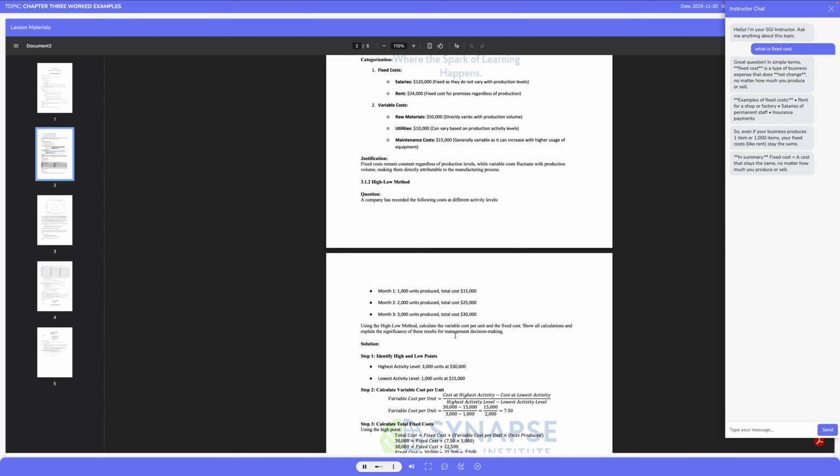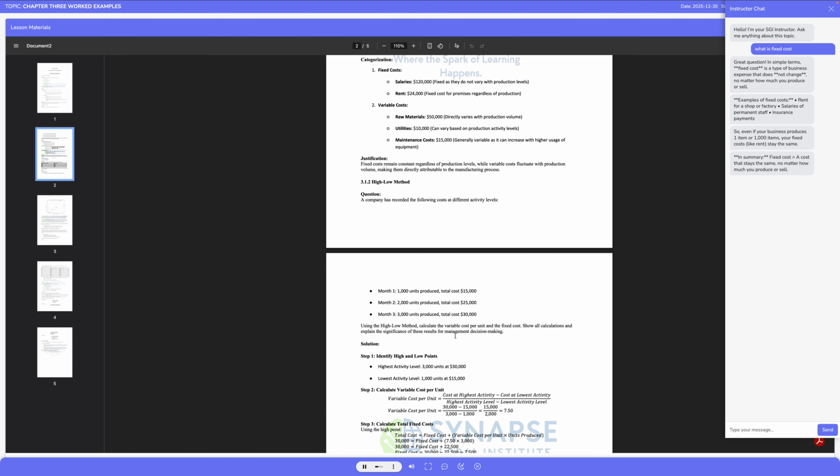Using the high point, the total cost of $30,000 is equal to fixed cost plus $7.50 multiplied by 3,000 units. The variable portion is therefore $22,500, and when this is deducted from the total cost, the fixed cost is calculated as $7,500. You could also arrive at the same fixed cost using the low point, which acts as a useful check in revision.